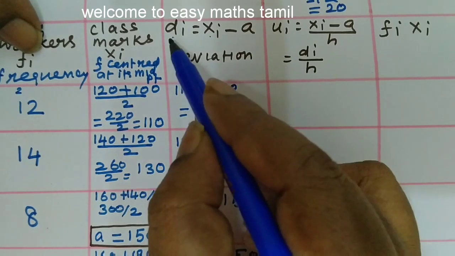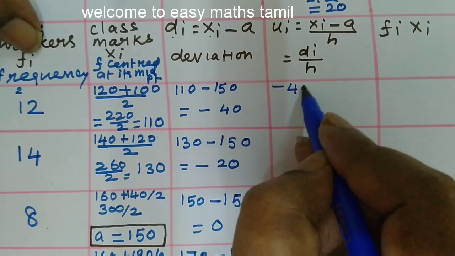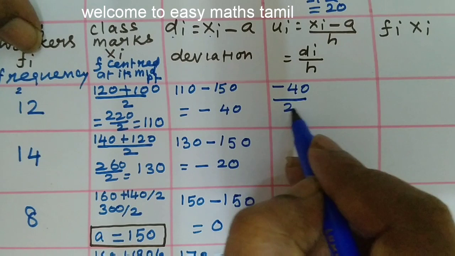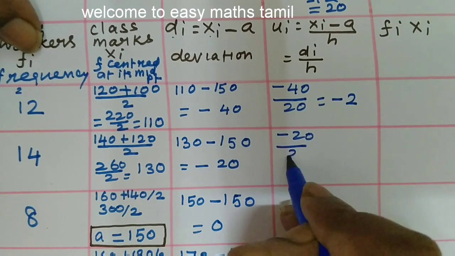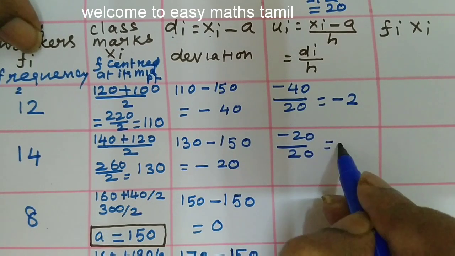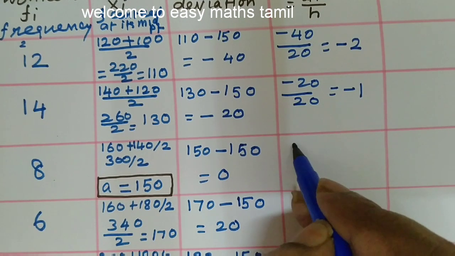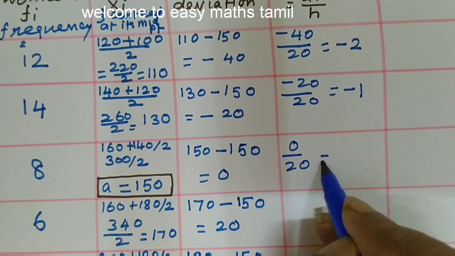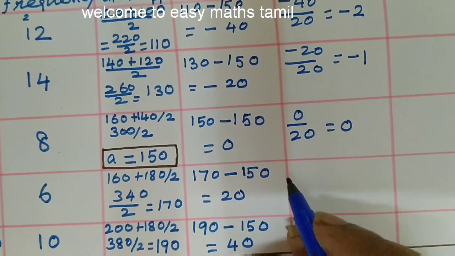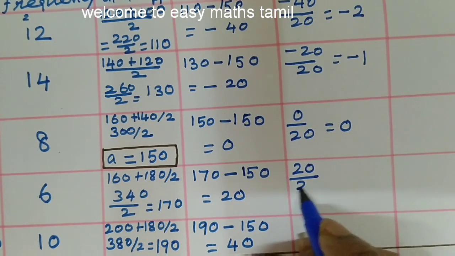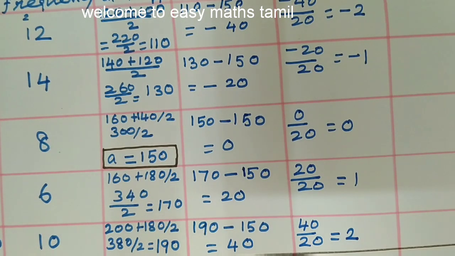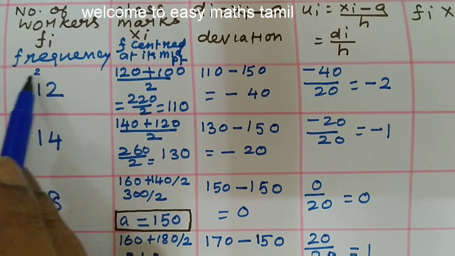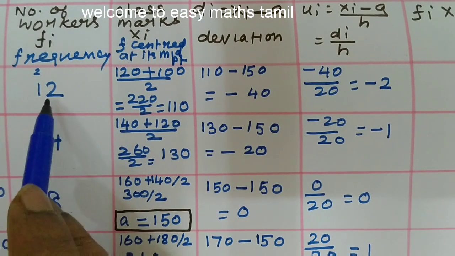ui is equal to xi minus A by h, the class size. So minus 40 divided by 20 is minus 2. di value is minus 20 divided by h value 20 is minus 1. di value is 0, h value is 20. Any number 0 divided by any number is 0. So 40 by 20 is 2.